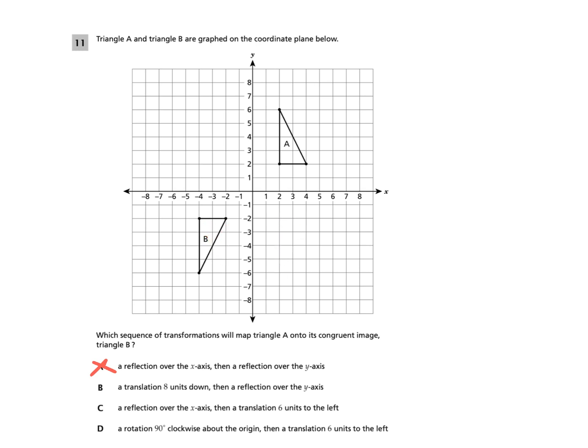Okay. All right, so B says a translation of 8 units down and then a reflection over the y-axis. All right, 8 units down. So I'm going to start here. 1, 2, 3, 4, 5, 6, 7, 8. All right, and then I'm going to take the rest of the triangle here. All right, so I'm going to have this triangle. And now a reflection over the y-axis. Now it's going to look something like this. Still not exactly what we want. So B is gone. Now we have to go to C.